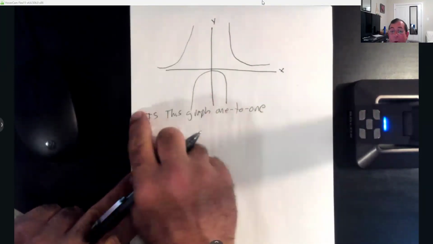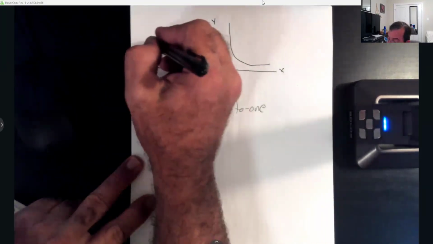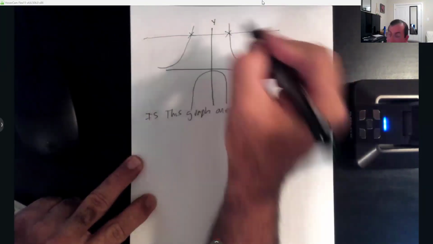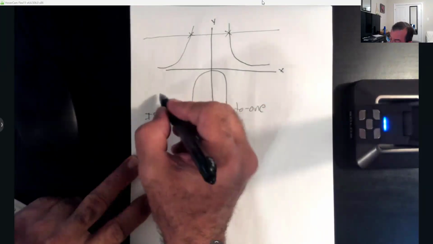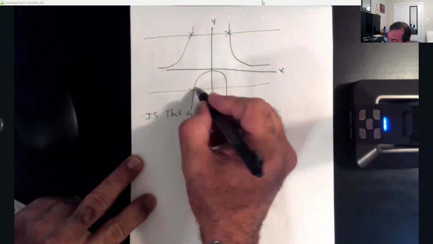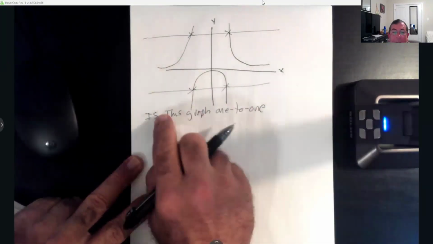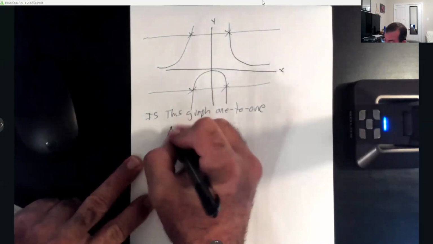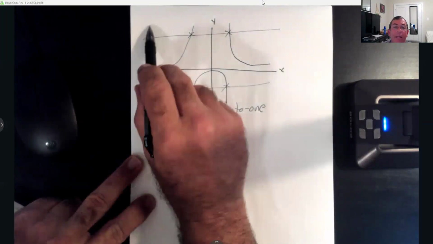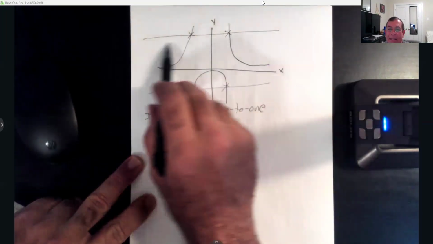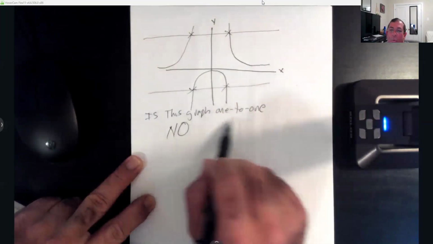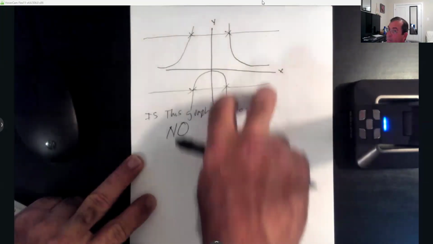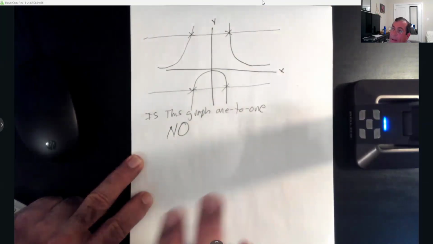Well, this one I have to do the horizontal line test. Y'all look at that. If I draw a horizontal line, it intersects it there, and it intersects it there. Or if you drew some down here, it intersects it there and there. On this one, it asks you, is this 1-to-1? No. It's failing the horizontal line test. So remember, for 1-to-1, you do horizontal lines. For functions, you do vertical lines, okay?